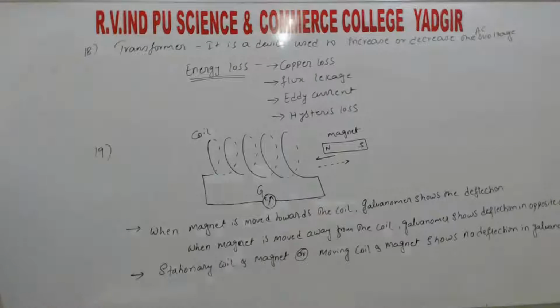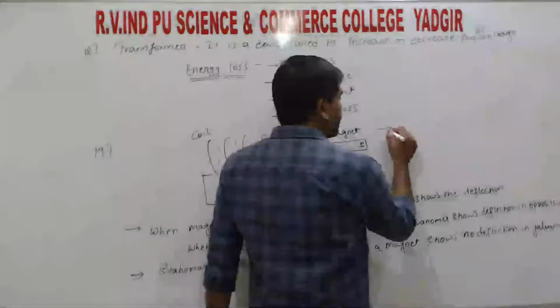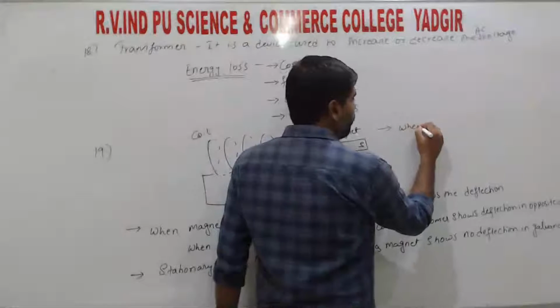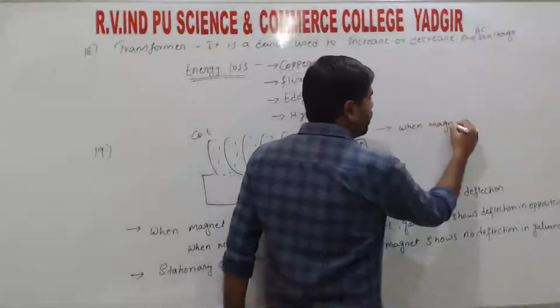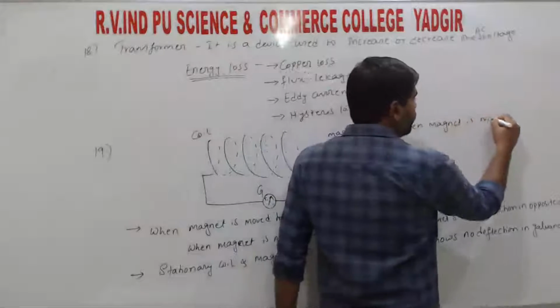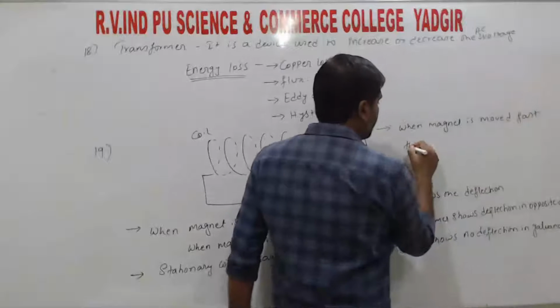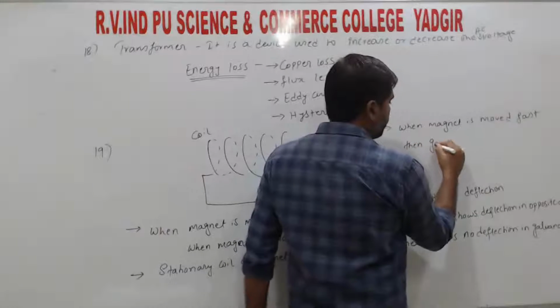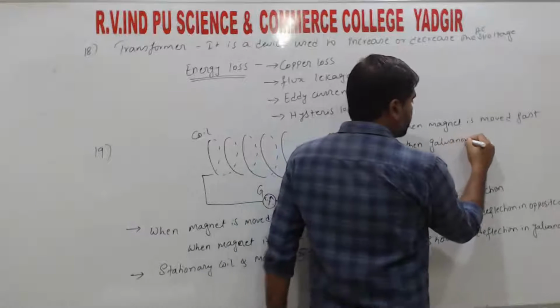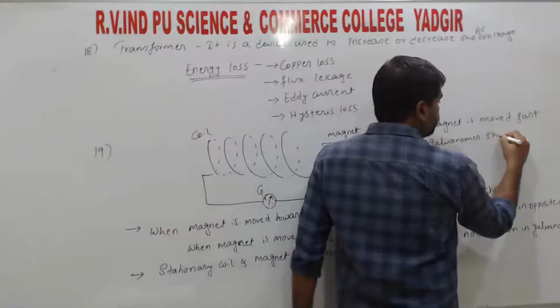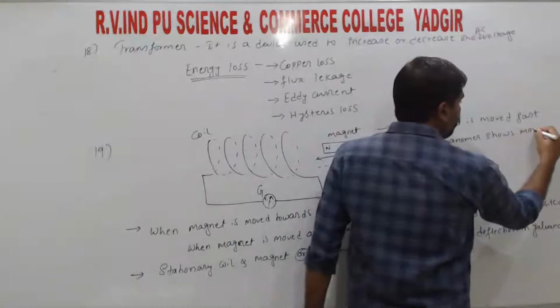Since it is 3 marks, we need to write 3 points. The point is, when the magnet is moved fast, the galvanometer shows more deflection.